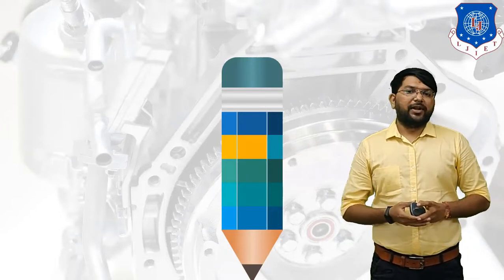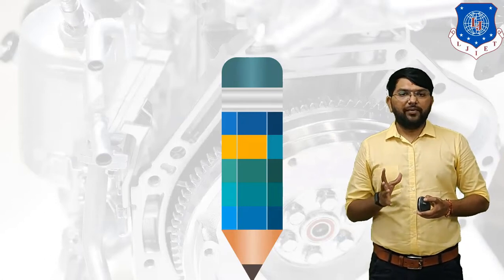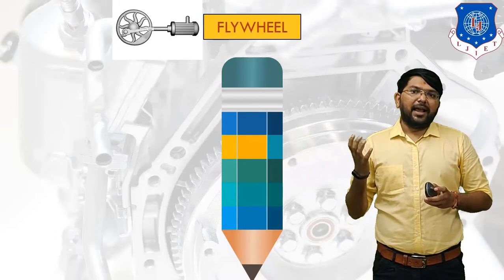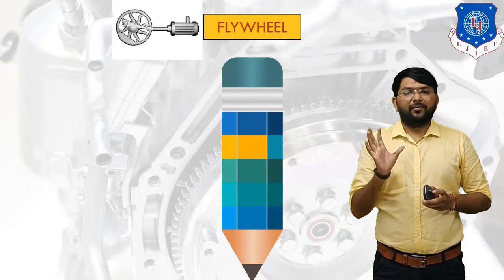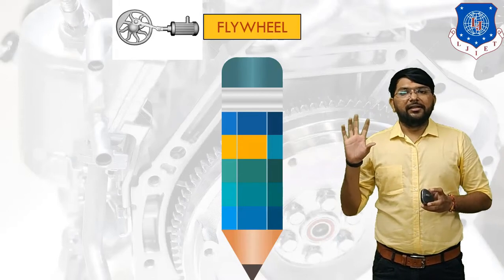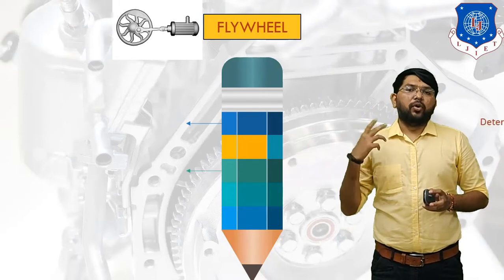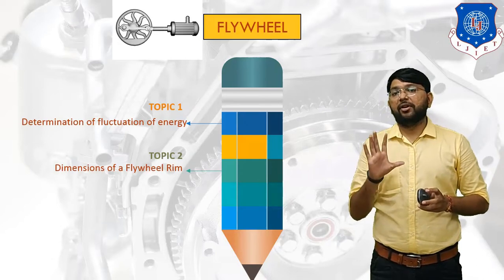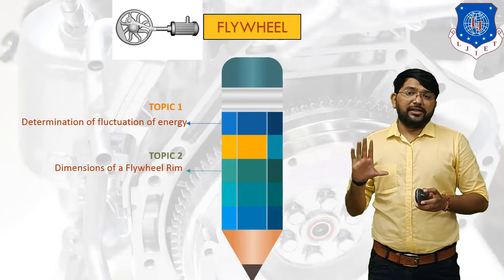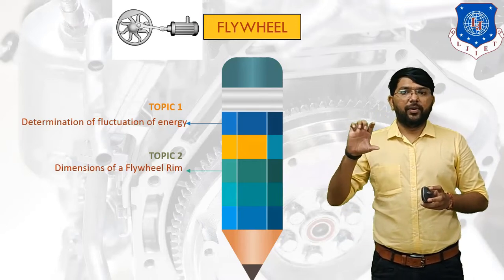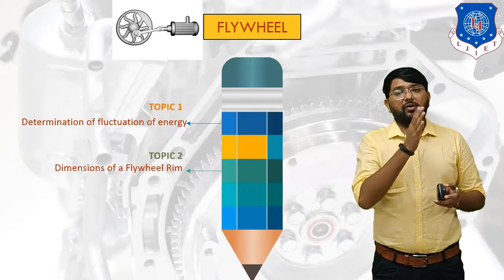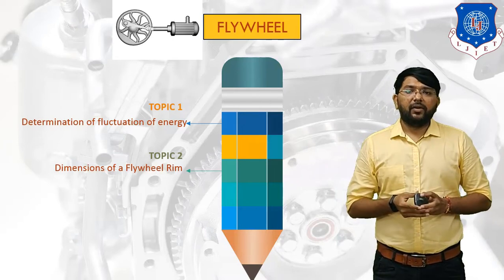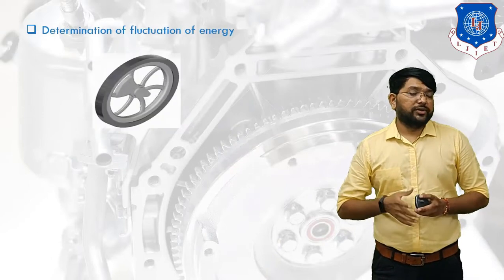In the last lecture we discussed what is the coefficient of fluctuation of speed, what is the coefficient of fluctuation of energy, and how to store energy in a flywheel. In this lecture we have to cover two more topics: the determination of fluctuation of energy, and the dimensions of the flywheel ring, that is, the design of the flywheel. So first, determination of fluctuation of energy.